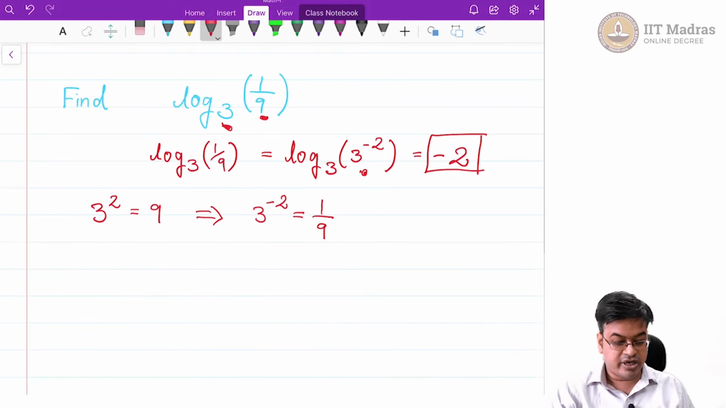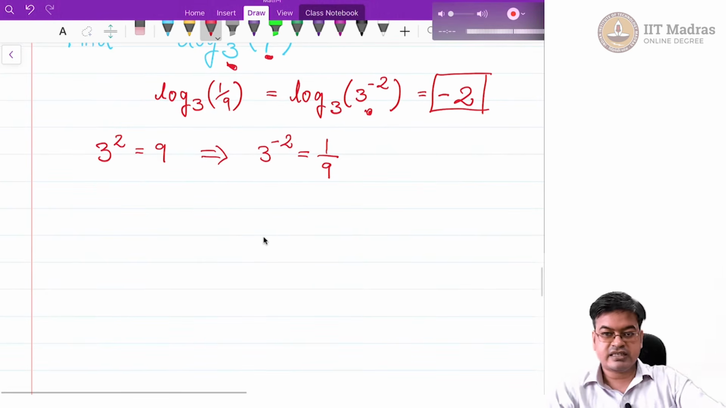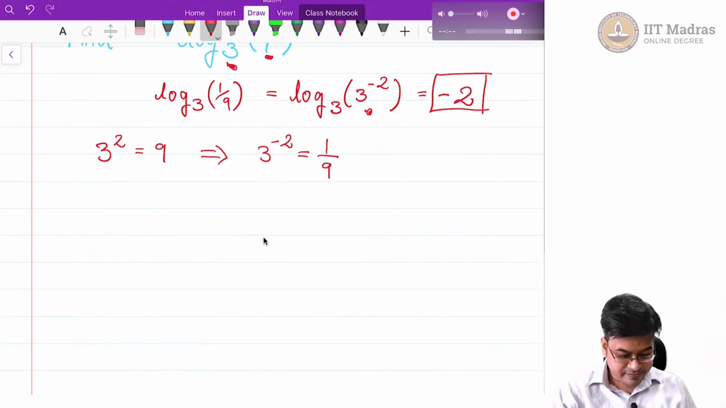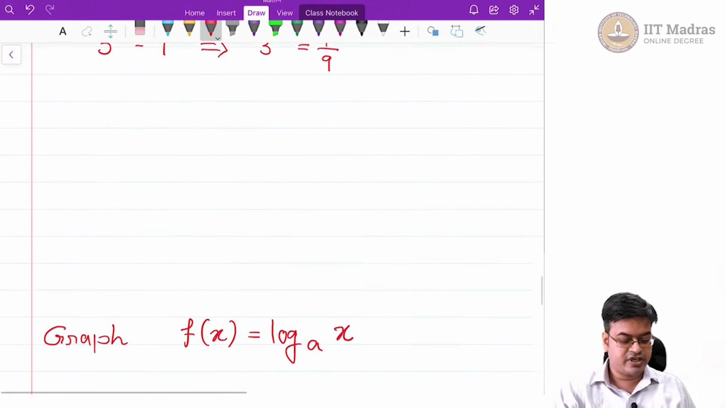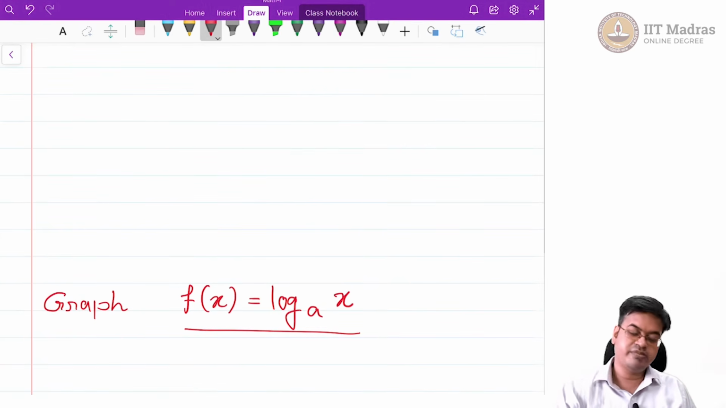Now, for a moment, we have identified the inverse function of our exponential function. It is the logarithmic function to the same base as the exponential function. Let us try to look at the graph of the inverse function, that is, the graph of f(x) = log to the base a of x. How will it look?